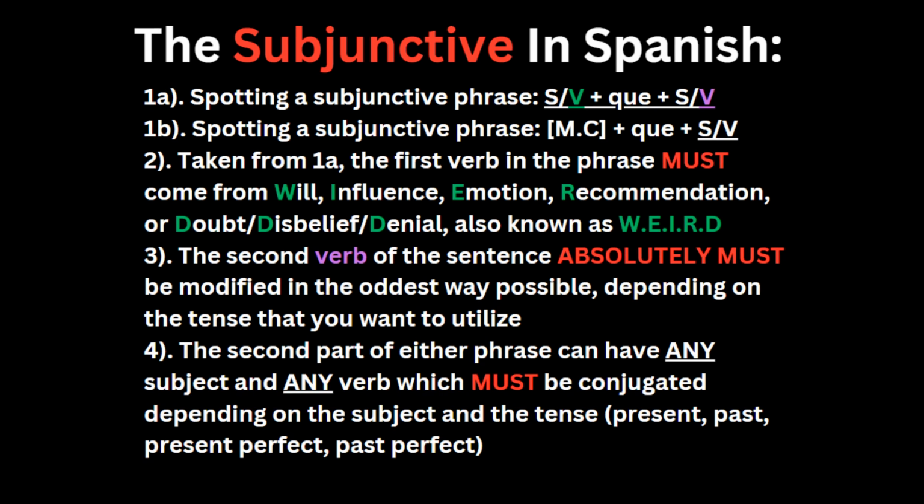The second part of either phrase can consist of literally any subject and any verb, and the verb must be conjugated the proper way depending on the subject and the tense, whether it's in the present, past, present perfect, or past perfect. To recap what I've just said, this is the reason why the subjunctive in Spanish is the most difficult concept, hands down. It has 4 tenses, it must have a verb coming from weird or a general main clause, the second part can consist of any subject and any verb, and the second verb has to get conjugated depending on the tense. This is everything that you should know about the subjunctive in Spanish. And in the videos after this one, I'll go in depth and explain each variation as easily as I can, in order to make your learning as easy as possible.